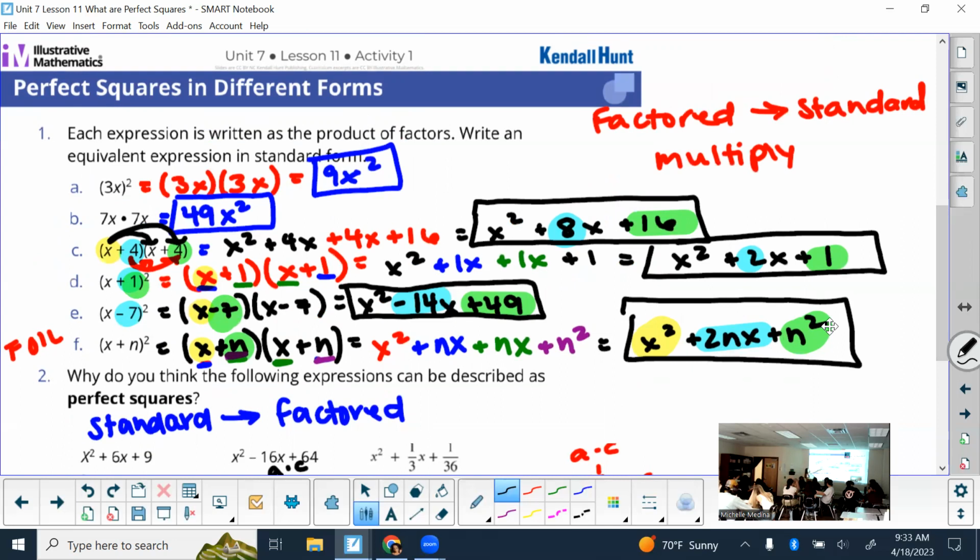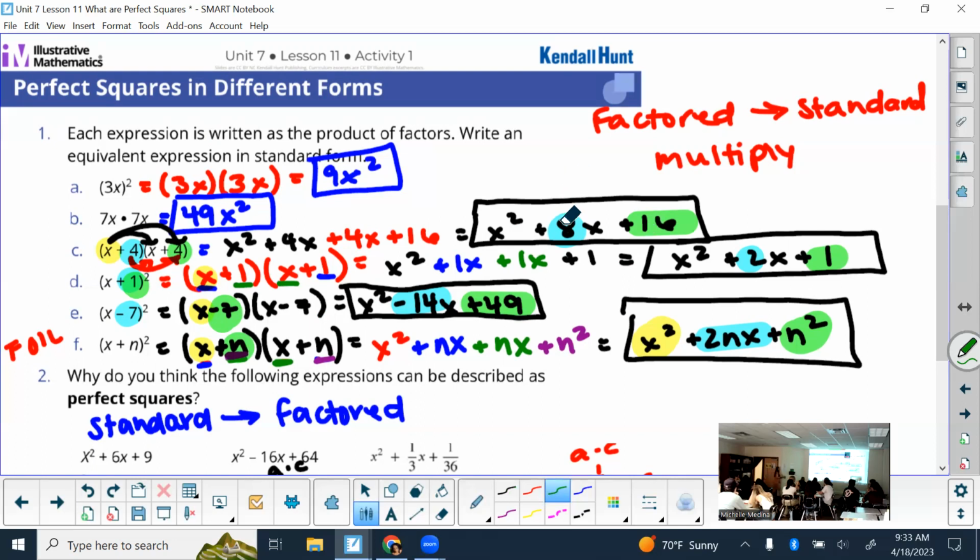In each of these, and I color coded it, they all start with x squared, so x was first, right? No big surprise there. But then they all end in n squared. Look at the second number. What's -7 squared? Positive 49, and that's what we got in the standard form. What's 1 squared? 1. What's 4 squared? 16. So that was a pattern.